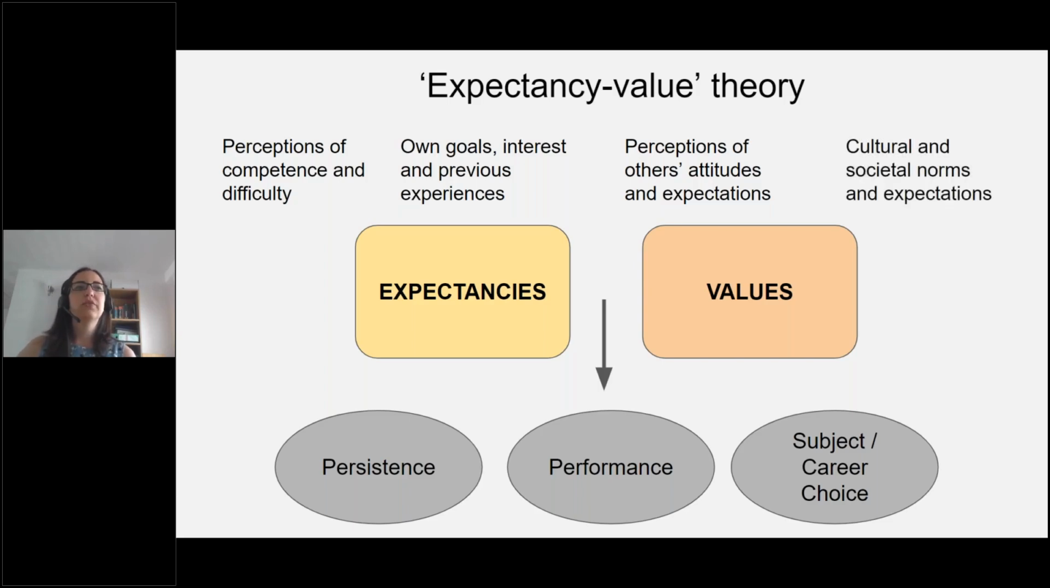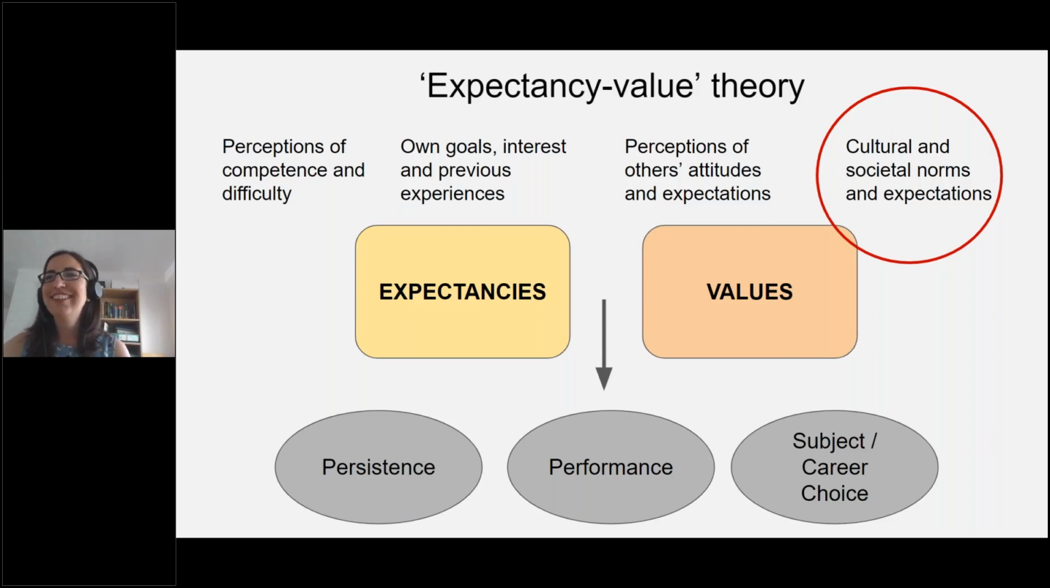And then there's a wider cultural and societal norms and expectations, which can affect our individual perceptions. So stereotypical views of who can take computer science, for example, can really affect your own values relating to that subject. So we're going to think about that one first, actually. So I hope that's all clear so far.